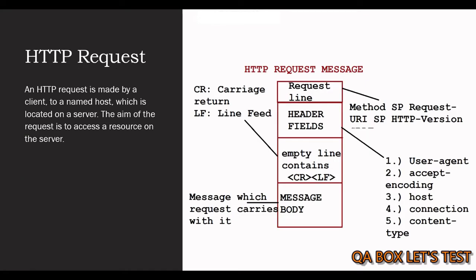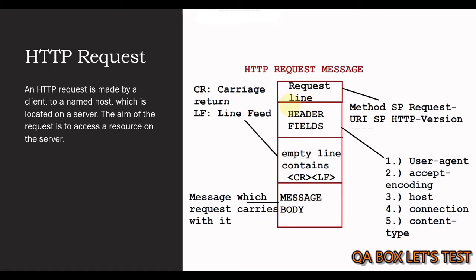Well, now let's talk about HTTP request. An HTTP request is made by a client to a named host which is located on a server. The aim of a request is to access a resource on that server. So if we fail to construct the request object properly, the server is unable to entertain that request. Therefore, let's look at the HTTP request object in much more detail.